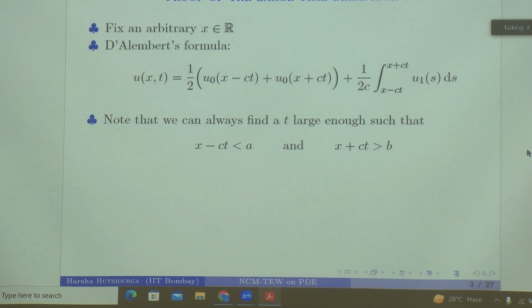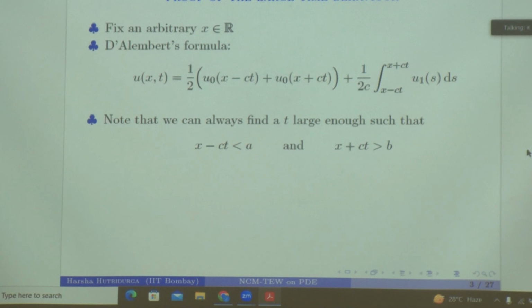a. Like x is picked somewhere. Suppose this is your point x. So I can pick a t large enough such that I can move it back by some amount so that it goes past this interval, so that this fellow is x minus ct. This I can do for any x that you give me. Depending on the magnitude of x, your t will vary because c is also fixed.